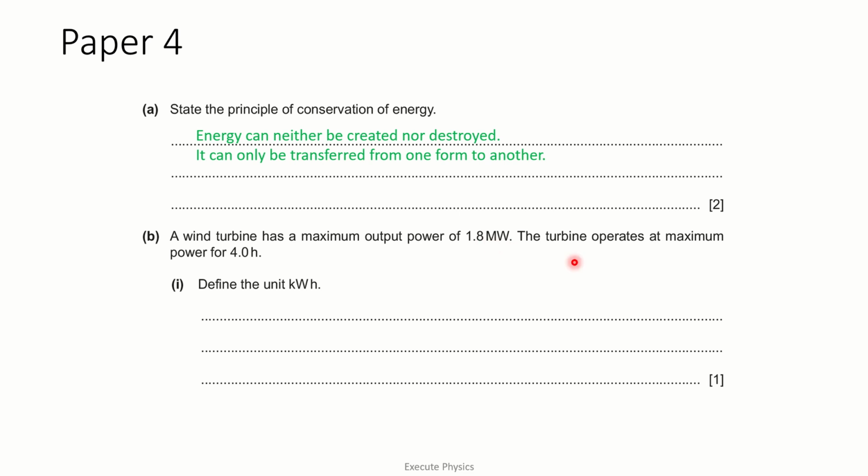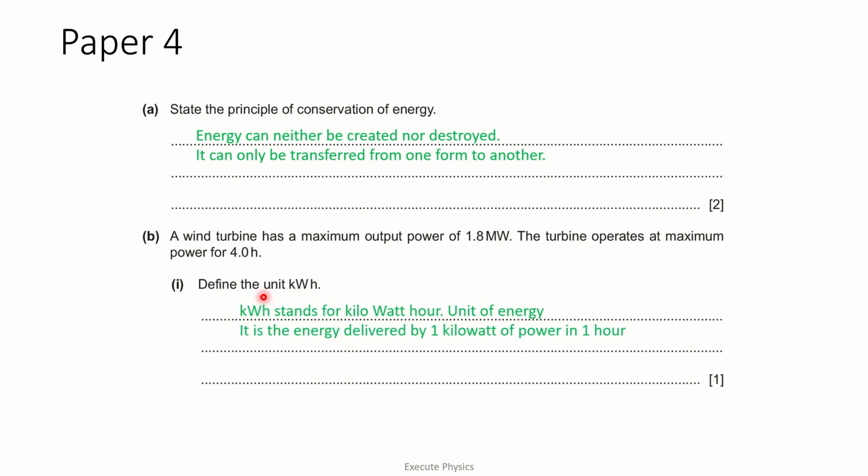Mega is 10 to the power 6. And the turbine operates at a maximum power for 4 hours. Define kilowatt hour. Usually children make a mistake in this. Seeing this unit of watt, they simply write it as a unit of power, but it is wrong. Kilowatt hour is a unit of energy.